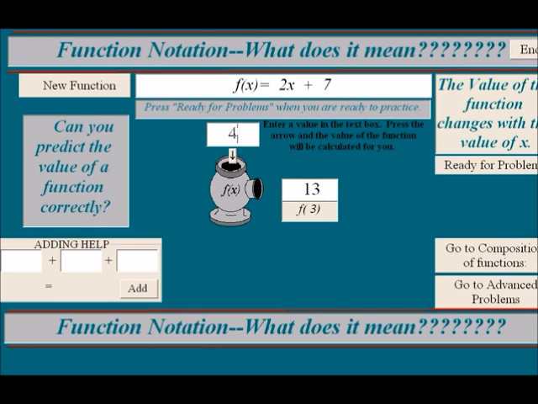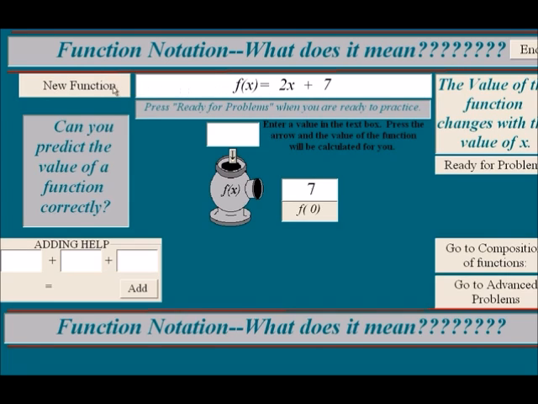I could put in here 47, I think, and it would spit out that it was 101. Or I could say 1, and it would spit out a 9. Or if I put in a 0, it's going to spit out, easy, a 7. So this is for demonstration when you're trying to talk about what this function notation means.